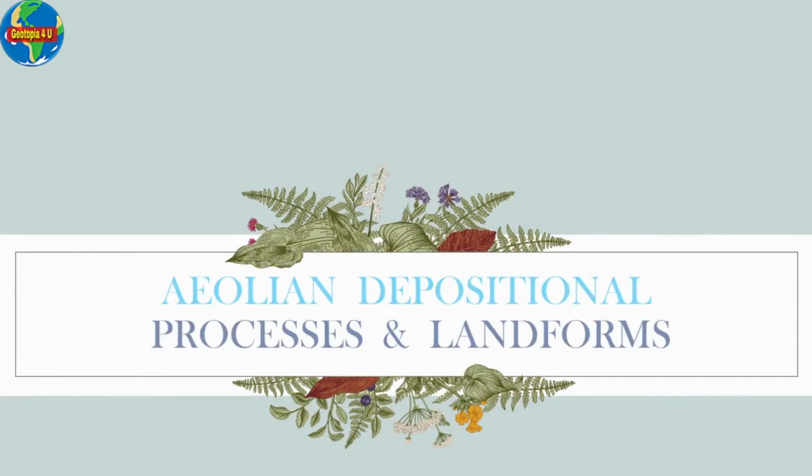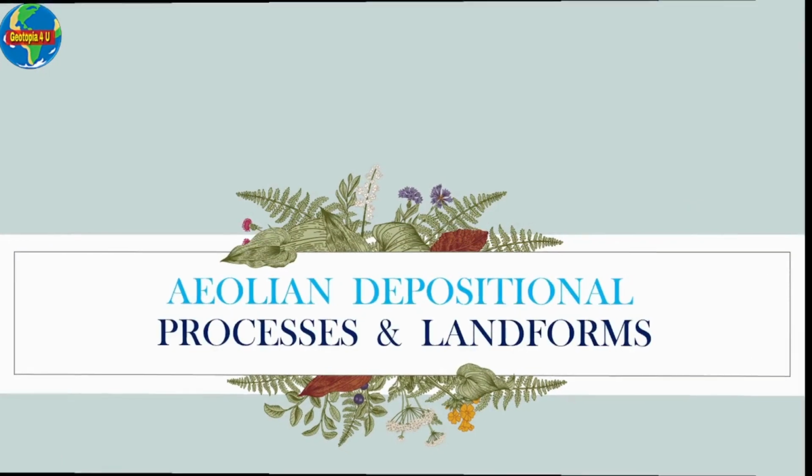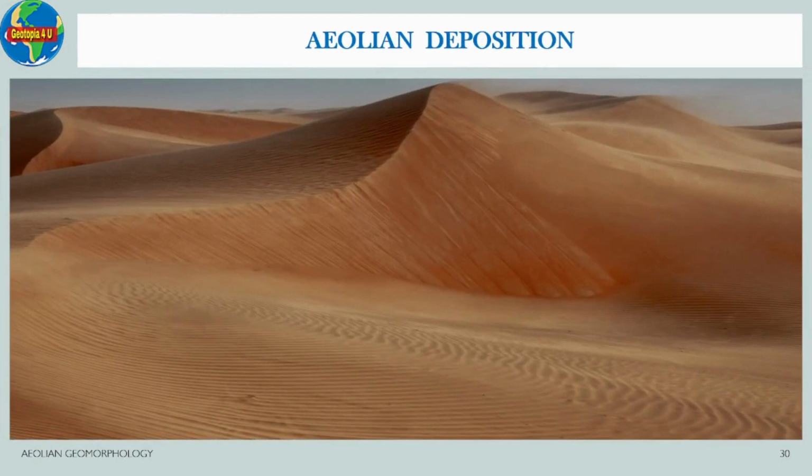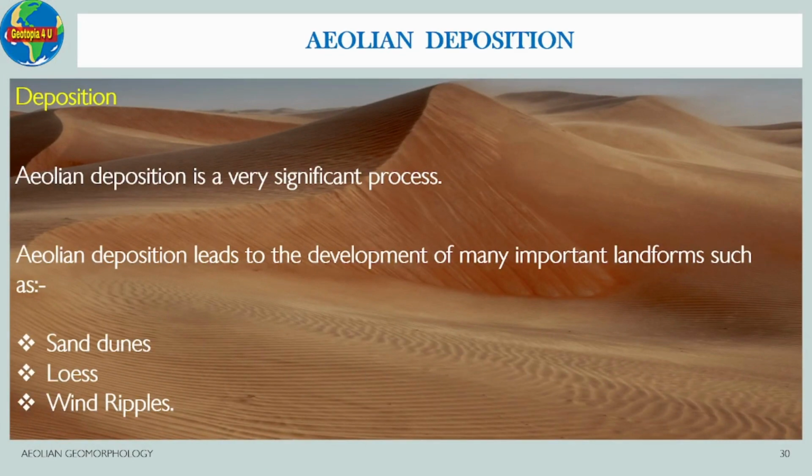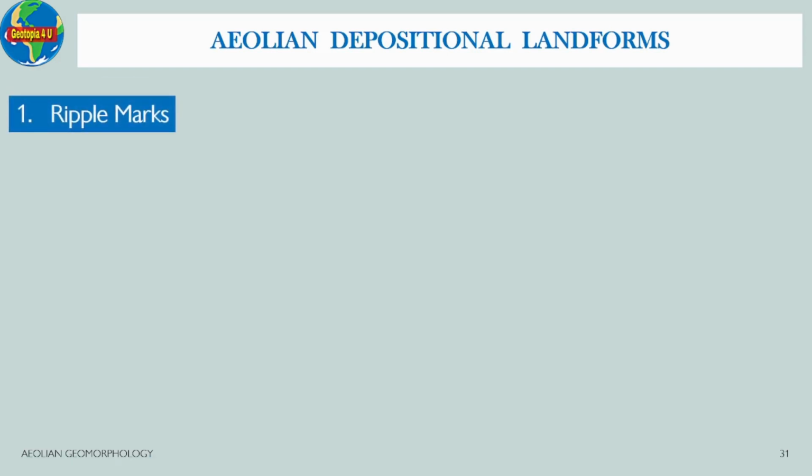Aeolian depositional processes and landforms. Aeolian deposition. Aeolian deposition is a very significant process. Aeolian deposition leads to the development of many important landforms such as sand dunes, loess, and wind ripples. Aeolian depositional landforms. Number 1.